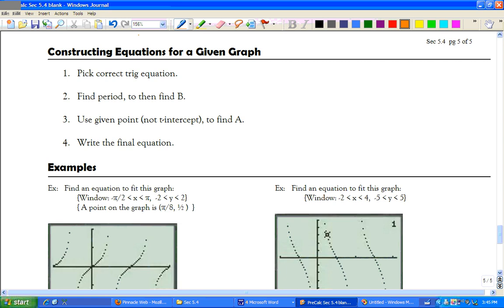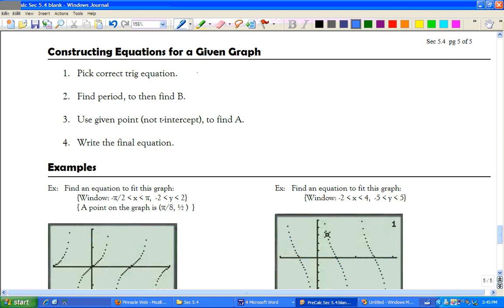Okay, we're still in section 5.4. This time we're going to be working in reverse. Now we're going to have a graph with some information, and we need to find the equation for the appropriate trig function. So first of all, we want to pick the correct trig function based on what we see from the graph. Right now we're just going to have two choices since we're in the tangent-cotangent section.